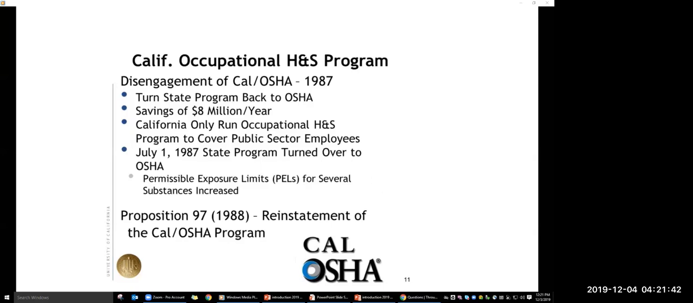In 1988, an initiative led by labor placed Proposition 97 on the ballot to mandate the reinstatement of the Cal-OSHA program to levels pre-1987. The proposition passed in November 1988 with 53% of the votes, and the program was reinstated in July of 1989. However, the Cal-OSHA program was decimated due to the loss of several experienced health and safety staff.